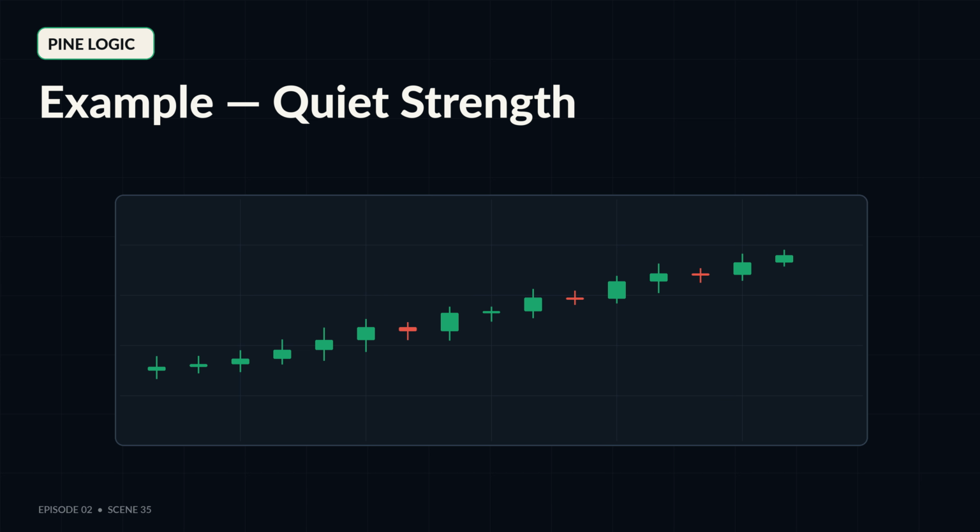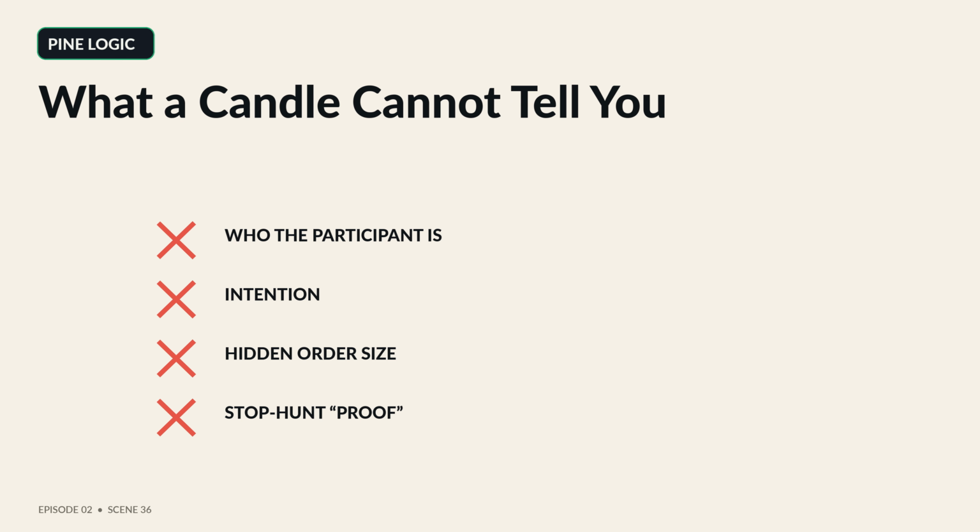That changes the interpretation. In a healthy trend, strength may look boring. Moderate bullish candles, closes consistently in the upper half, shallow overlapping pullbacks, and repeated acceptance at higher prices. No single candle looks magical. The information is in the sequence.